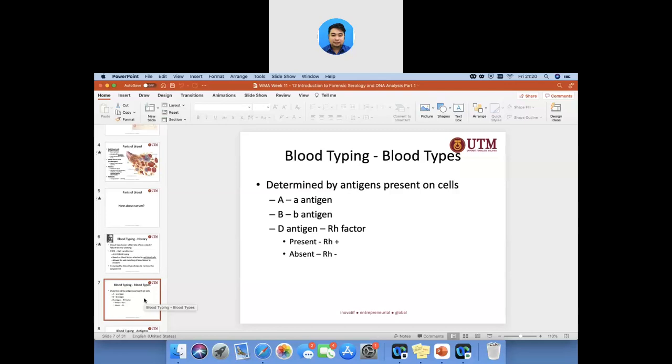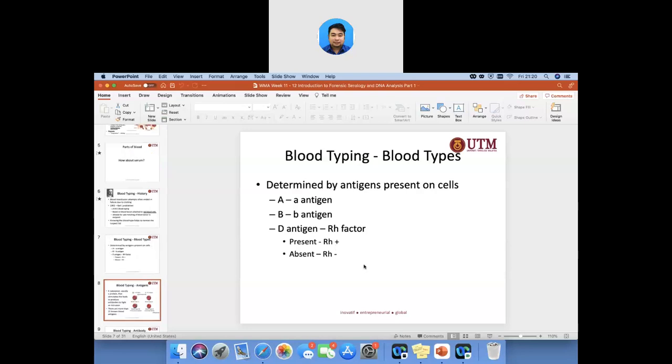Okay, so what is a D antigen? D antigen is what we call the RH factor. If the antigen is present, we call it RH positive, and if it is absent, RH negative. Basically, the D antigen is not that important in terms of our blood typing. So you need to remember A, B, AB, and O blood types, and what antigens correspond to those blood types.